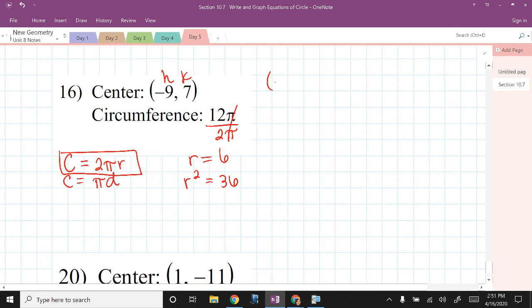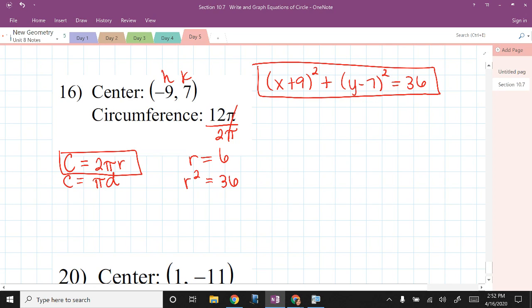So change the h and k. So x, the opposite of -9 is +9, plus parentheses, put your square, plus parentheses y. The opposite of 7 is -7, and the radius squared is 36. So here's our equation on number 16. So that's how you're going to do problems 15, 16, 17, and 18. You're going to divide by 2 pi, and that will get you your radius. And then you square it to get your r squared.